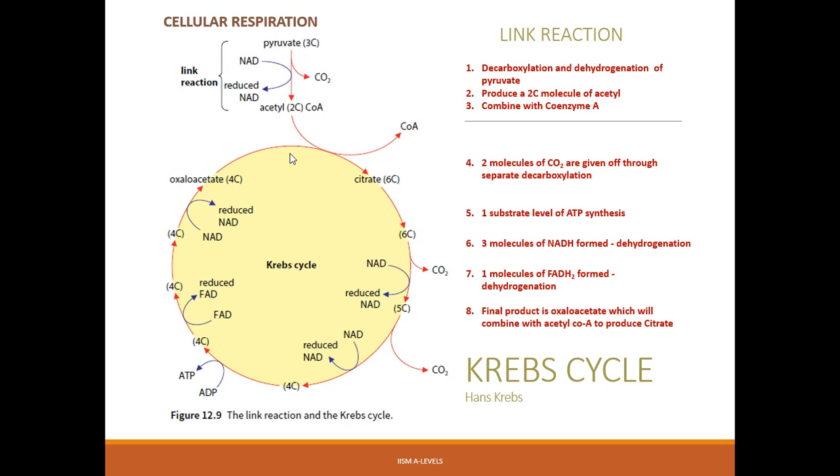And for each turn in the Krebs cycle, 2 carbon dioxide are produced. Okay, you can see it here. 1 FAD and 3 NAD molecules are reduced, and also 1 ATP molecule is produced. Okay, so I think that's pretty much it for Krebs cycle. You can actually see the whole thing from the diagram. The whole flow is actually shown in the diagram.